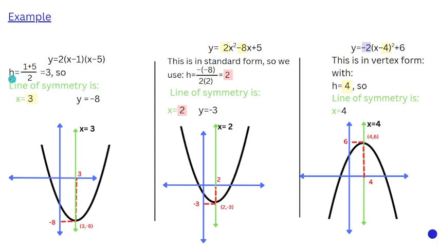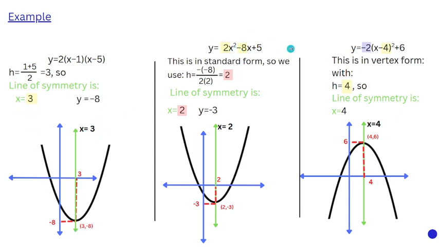So we will get h. How will we get h? We will take these two numbers, add them, divide by 2, and get the number. x equals 3 is the line of symmetry. This is the line of symmetry for this parabola, and it is x equals 3.